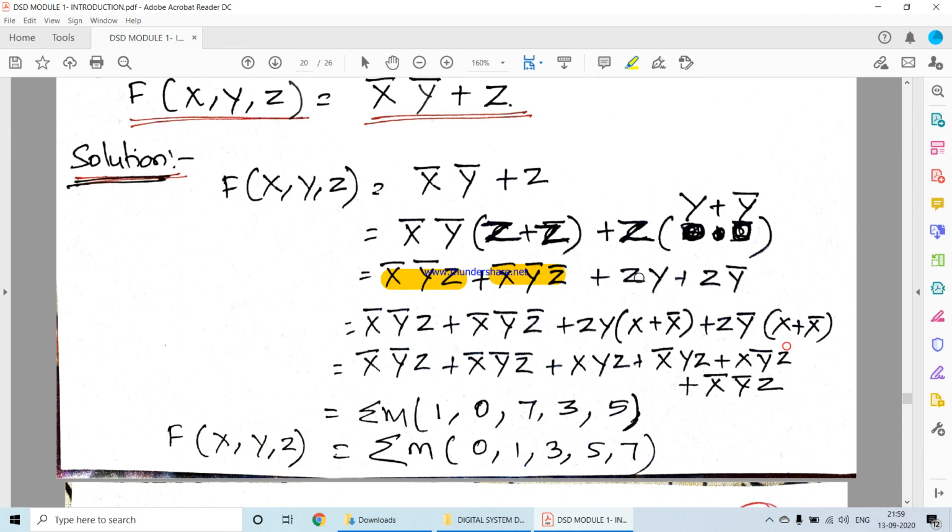But here you have zy and zy bar. Again x is missing. Here also x is missing. Therefore what should I do? I will again take zy into 1. That 1 will be replaced with x plus x bar. So now in the next step, this is written as it is, whereas here zy is multiplied with x plus x bar, and zy bar is multiplied with x plus x bar. So when you expand this again, you get x bar y bar z plus x bar y bar z bar.